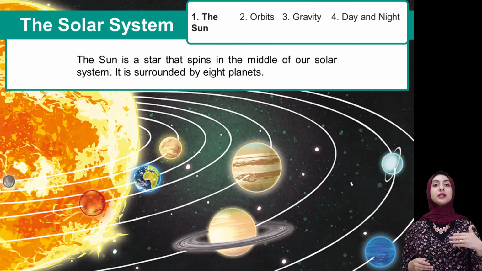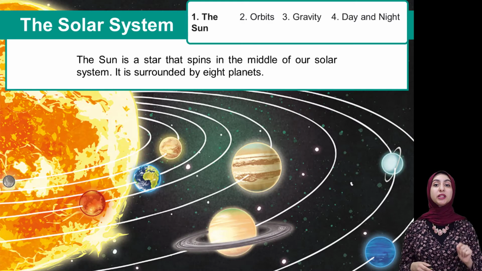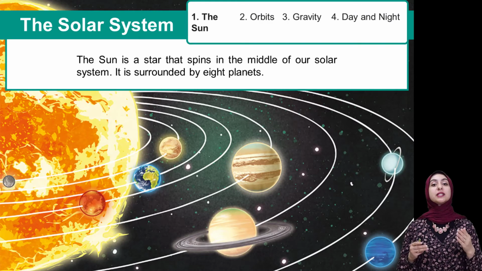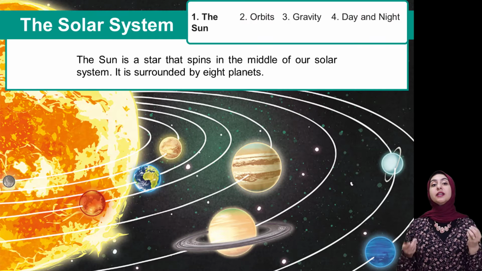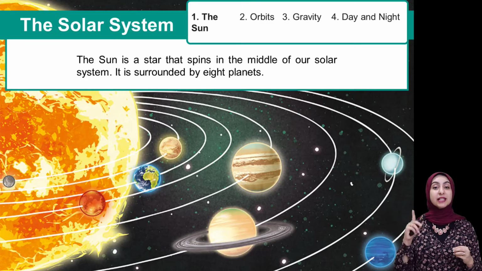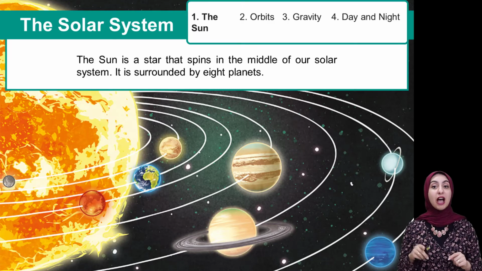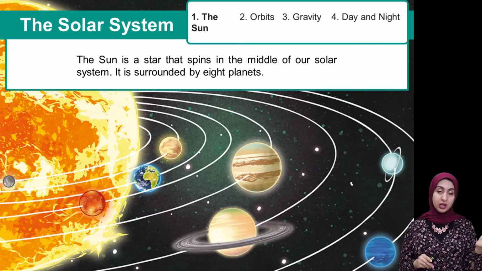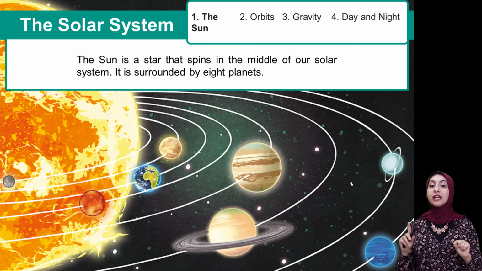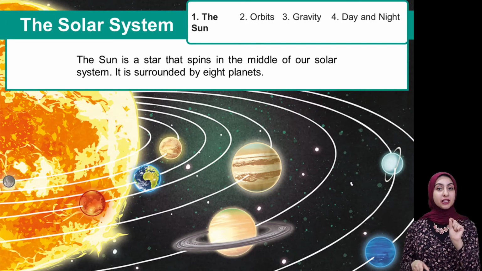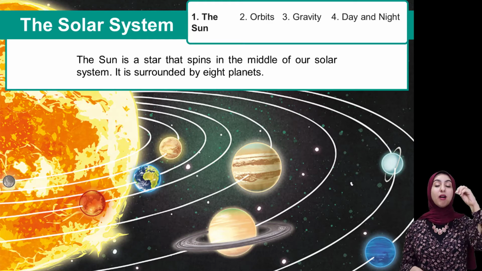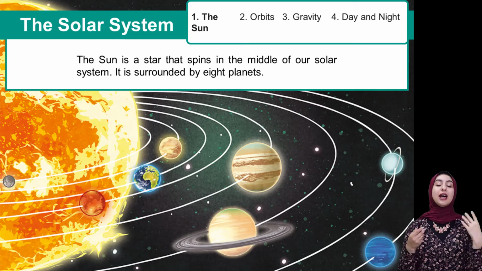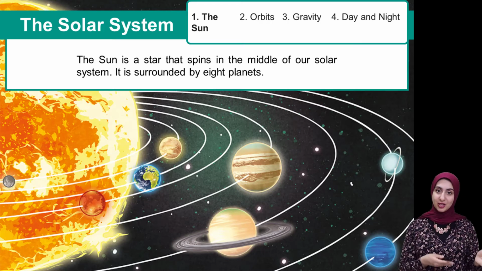The Sun is a star that spins in the middle of our solar system. It is surrounded by 8 planets. This means that the Sun can spin on its axis, or have rotation like the Earth. But it is not moving in an orbit like the Earth. It spins on its axis in the middle of the solar system. And all the stars do like the Sun.